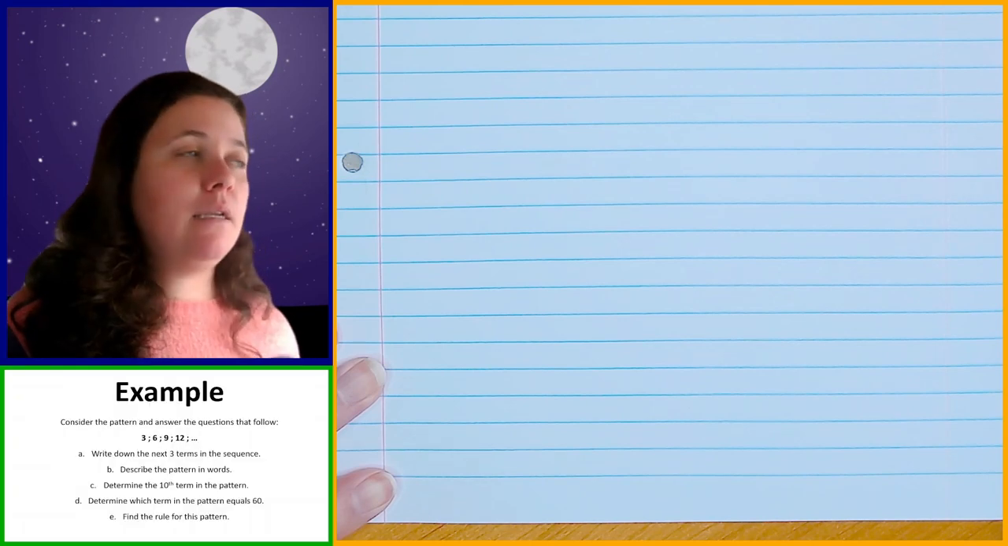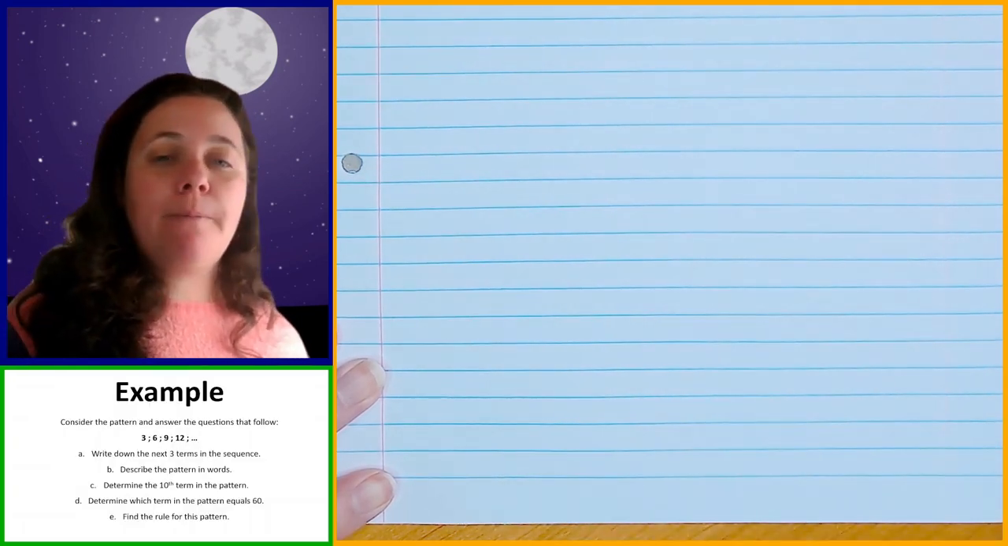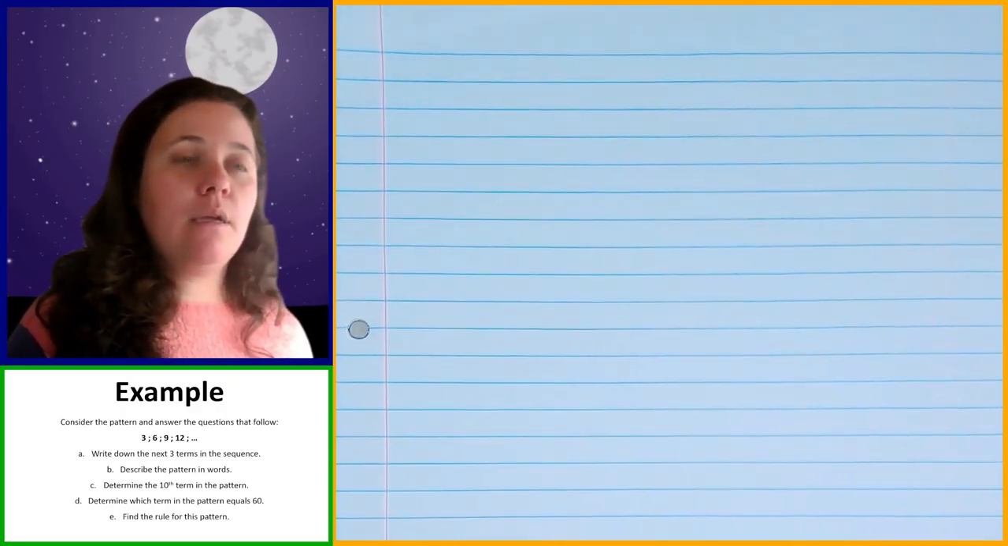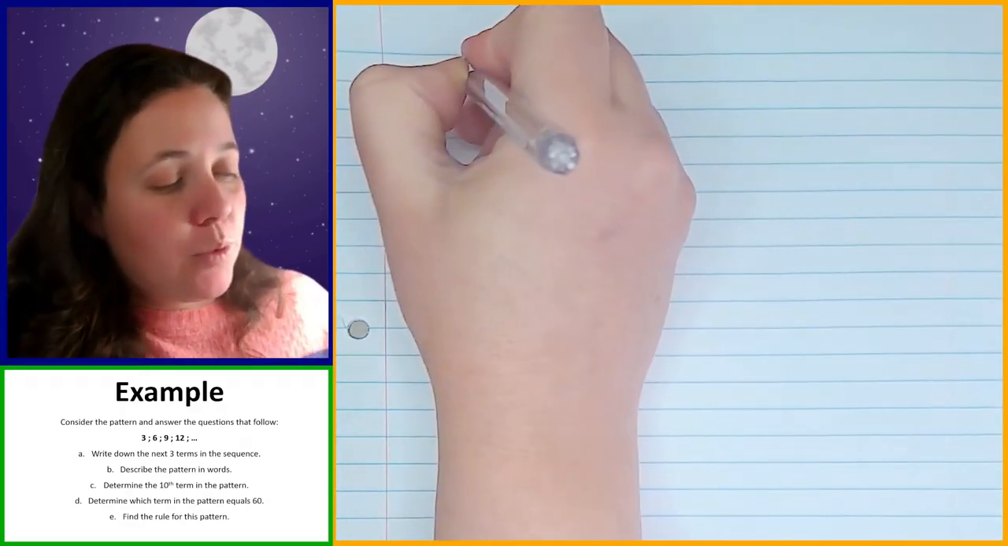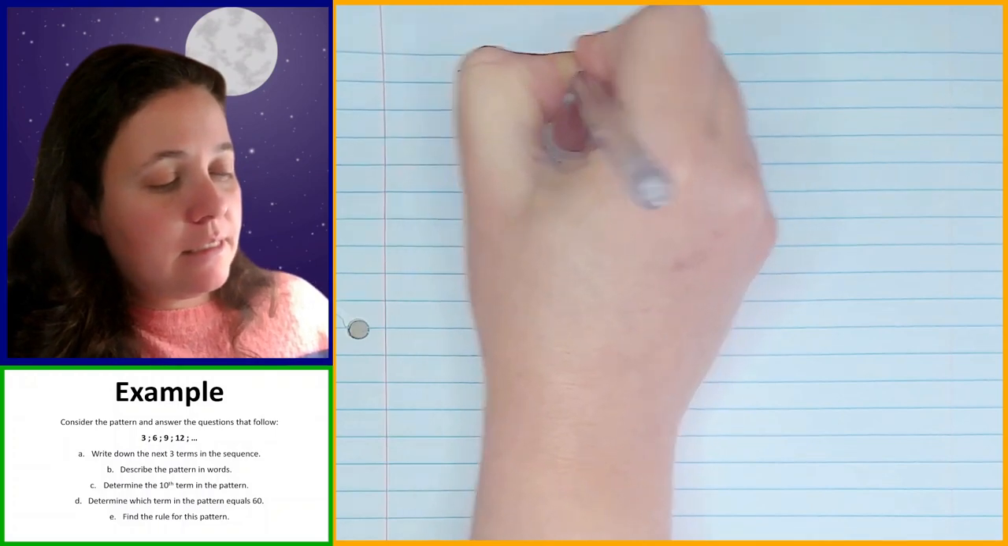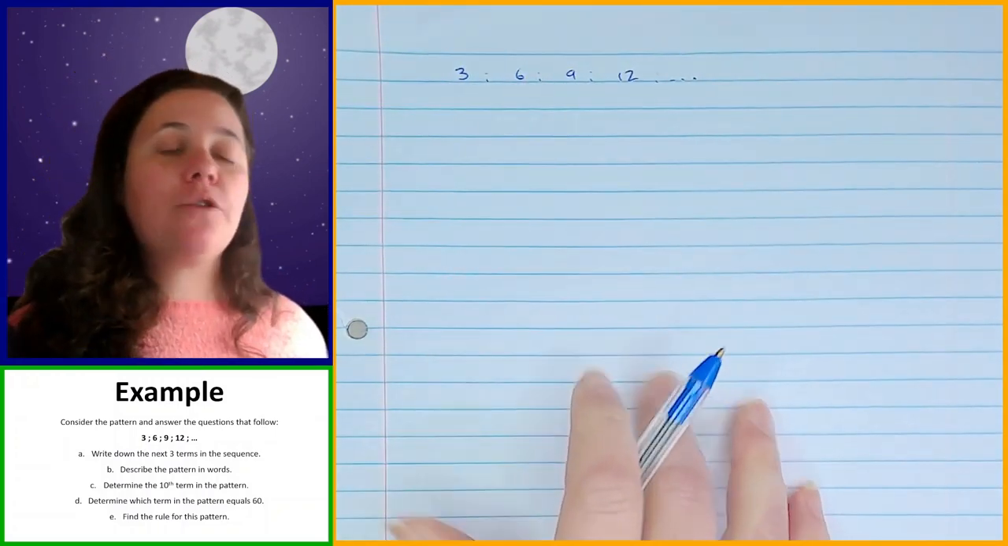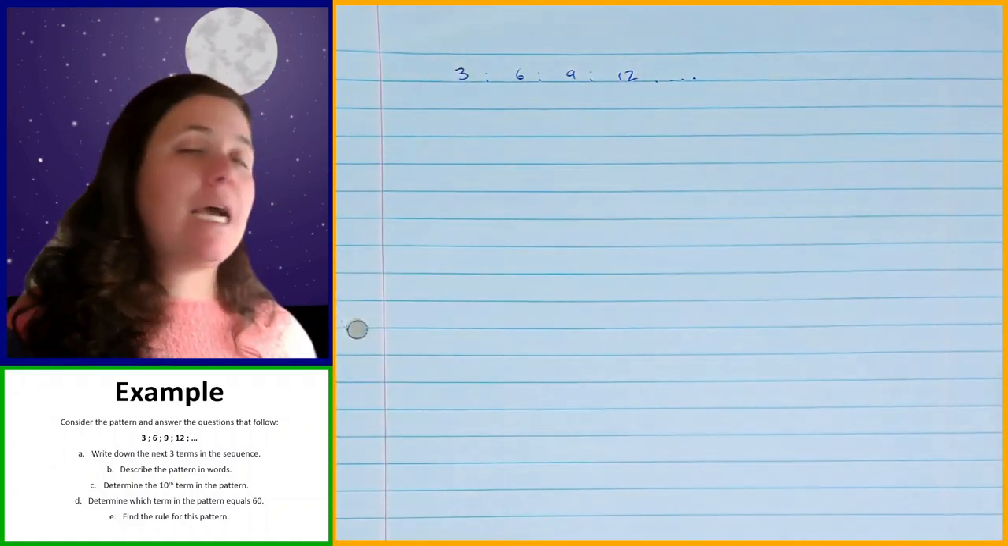Okay, so in this example, we have the pattern 3, 6, 9, 12, and the first thing we need to do is write down the next three terms in the sequence. So first, let's just write down the pattern quickly: 3, 6, 9, 12, and so on.